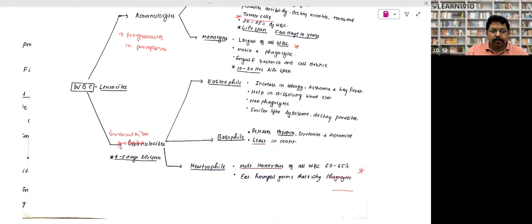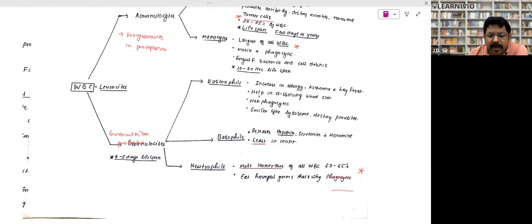Again, the granulocytes can be of two types, right? What are the types of granulocyte? You can see now. Granulocytes have granules in their protoplasm. Their lifespan is 4 to 5 days. They may be of three types: eosinophil, basophil, and neutrophils. Eosinophils increase in number in allergy, asthma, and hay fever. They help in dissolving blood clots.